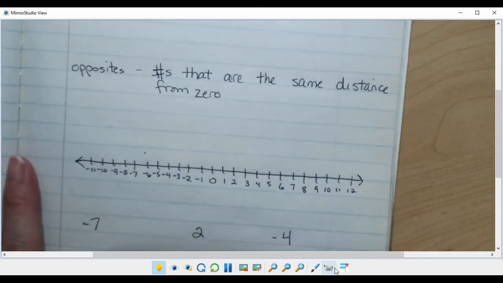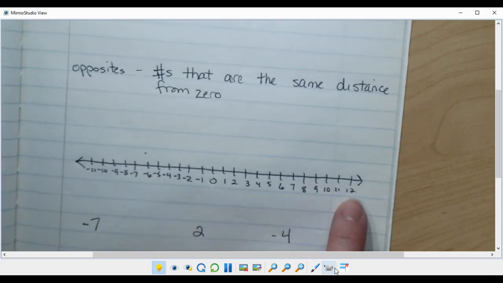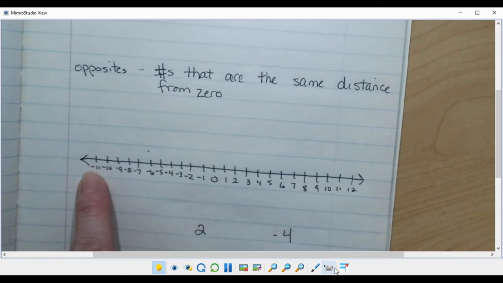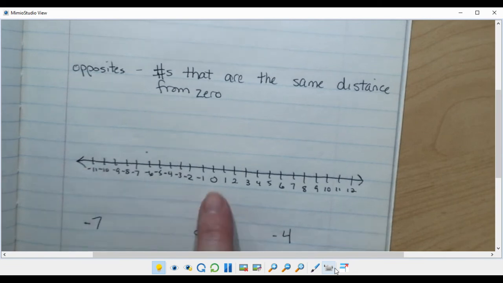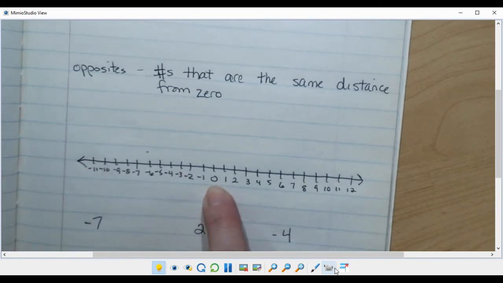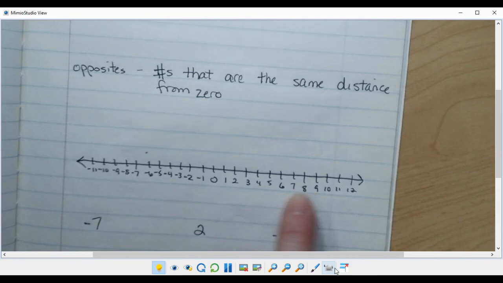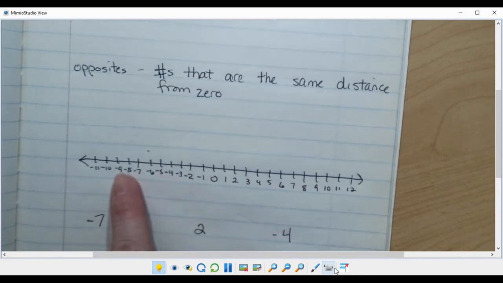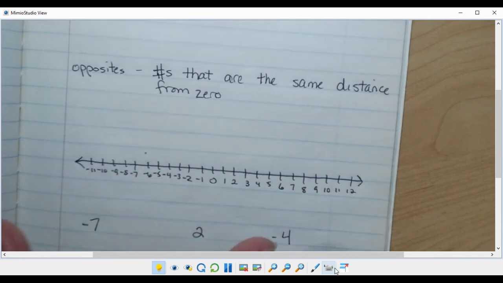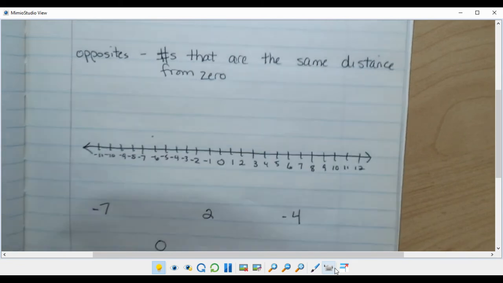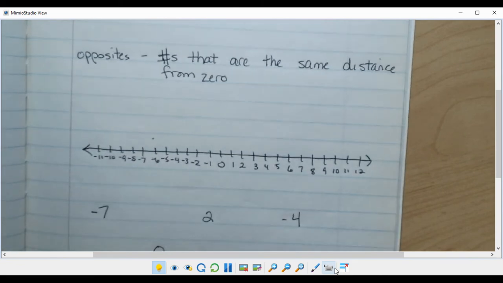I have a very fancy number line for you here. On one side, I went to positive 12, and the other side, I went to negative 11. I couldn't fit another one in there. Sorry. But that's okay, because my arrows say that they go on forever. Notice 0 in the middle, counting 1, 2, 3, 4, etc. -1, -2, -3, etc. Going away from 0. That will be very helpful for us in a minute.